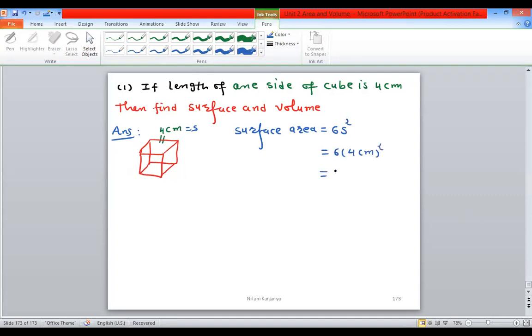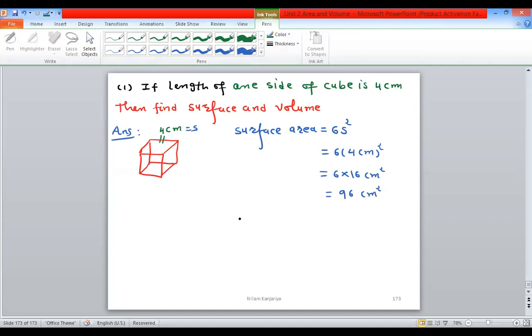Apply the rule. 6 into 16 centimeter square, 4 square in centimeter square. If I multiply 6 into 16, I get 96. Very good. It's 96 centimeter square. And the unit of area and surface area are the same because the surface area comes from this area.